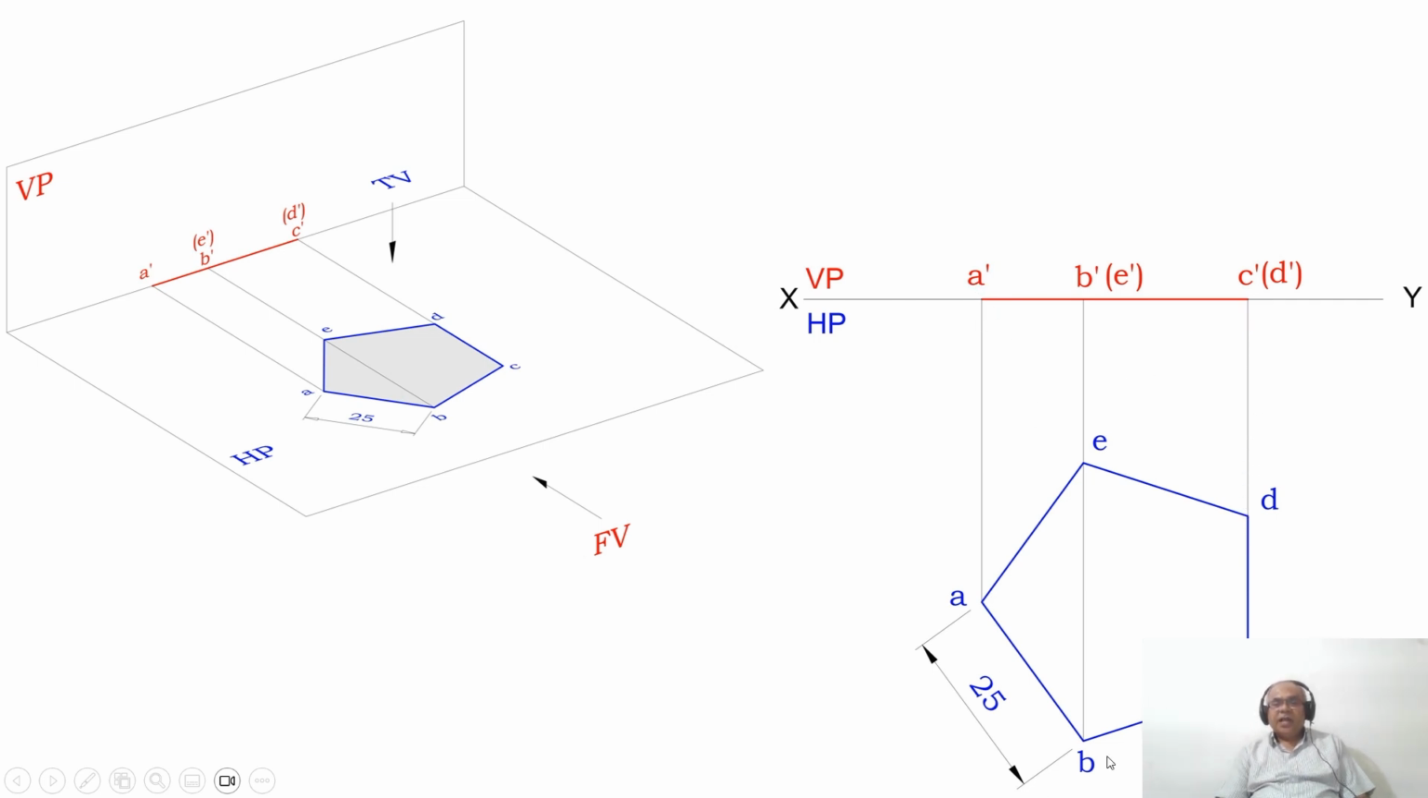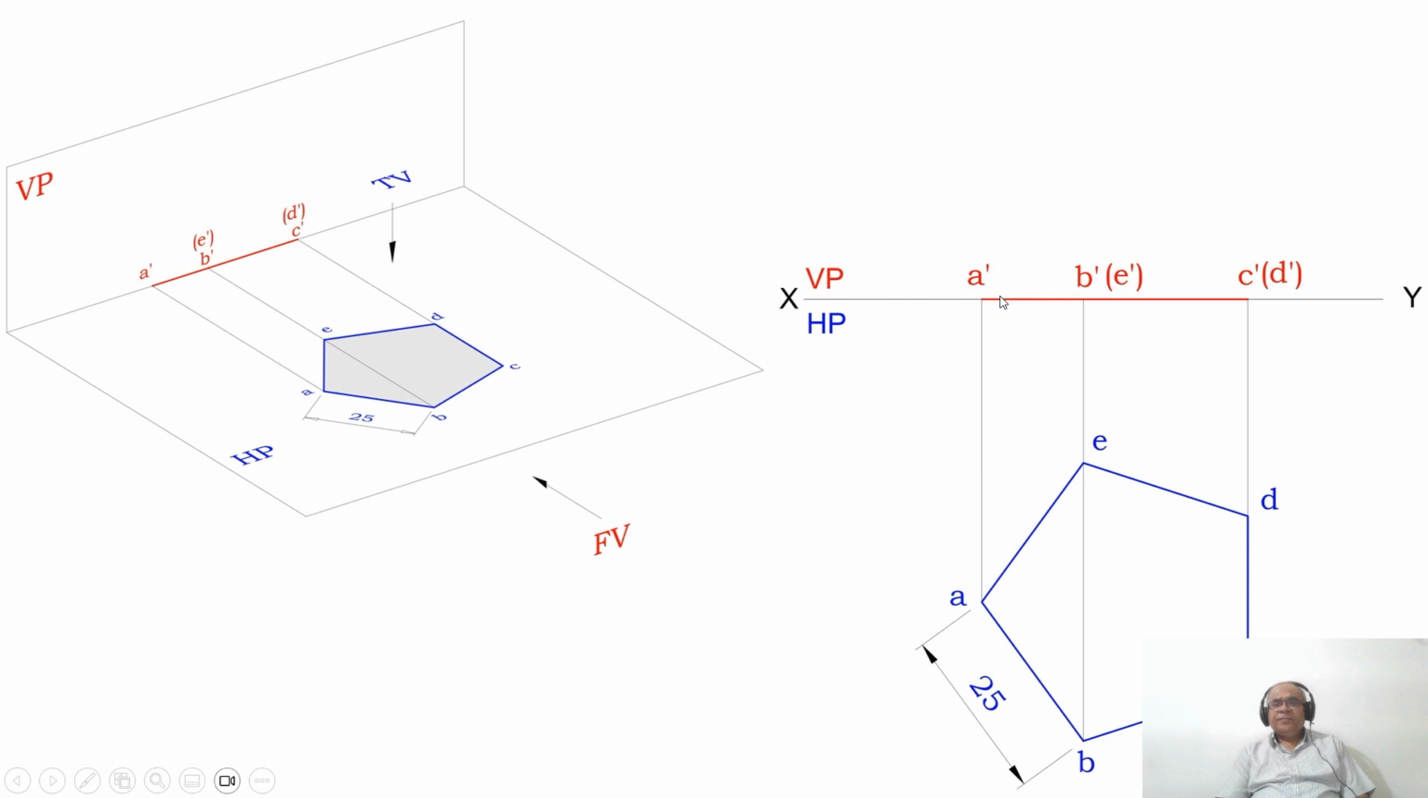And as you look from the front view, A, B, C is near to the observer, therefore A dash, B dash, C dash is visible. Similarly here, as we look from the front view, A, B, C is near to the observer, so A dash, B dash, C dash is visible, and D and E is away from the observer. That means D is coinciding with C, and C is hiding this point D, and B is hiding this point E. Therefore, E dash and D dash are going to be invisible, so you put them in brackets.